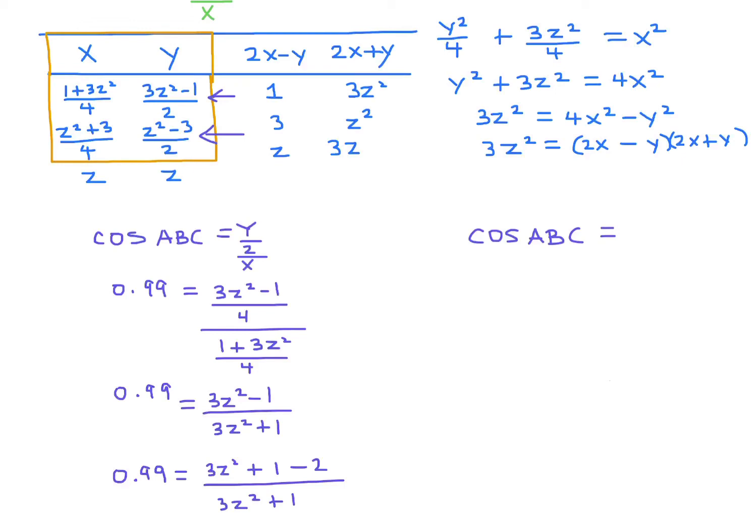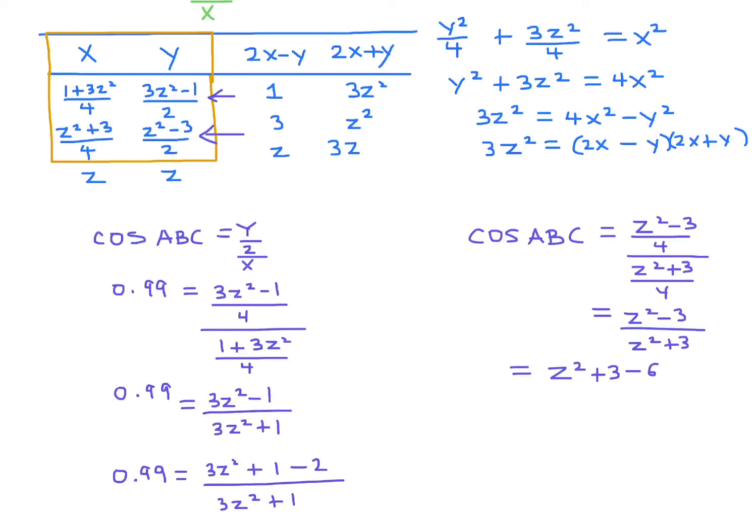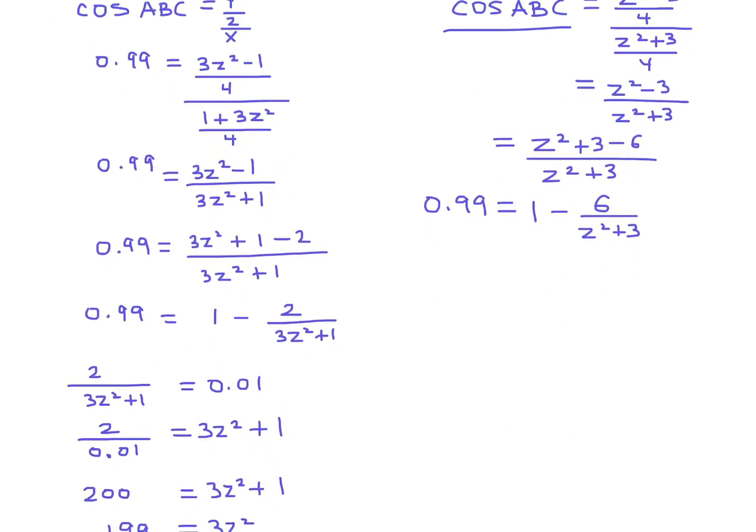So this time y over 2 is z squared minus 3 over 4, and x is just z squared plus 3 over 4. Invert and multiply, and you will get z squared minus 3 over z squared plus 3. And then again, you can do a little bit of a rearrangement. Z squared plus 3 minus 6 all over z squared plus 3. This will leave 1 minus 6 over z squared plus 3. And remember, this is 0.99. All right, let's keep going here.